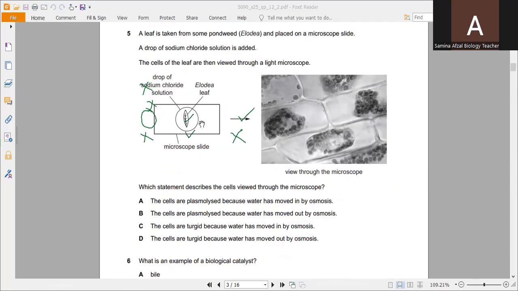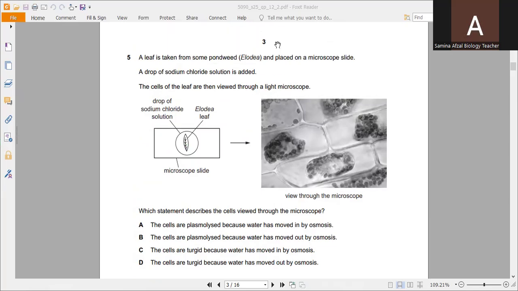So we will move towards the next question, and the next question is: a leaf is taken from some pondweed Elodea and placed on a microscope slide. A drop of sodium chloride solution is added. The cells of the leaf are then viewed through a light microscope.